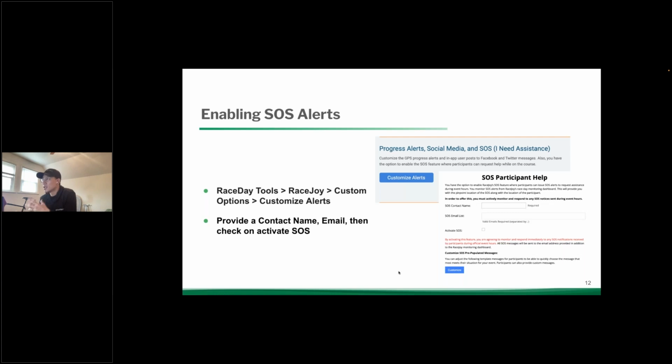So this feature does need to be enabled. This is not something that's defaulted to being on. Under race day tools, you'll select RaceJoy and you'll select the custom options tab. Then, if you scroll down a little bit, or maybe not, I think it's at the top, you'll select customize alerts, and you'll need to provide a contact name and email, and then check the activate SOS button on. Once you do that, you've enabled the SOS feature.